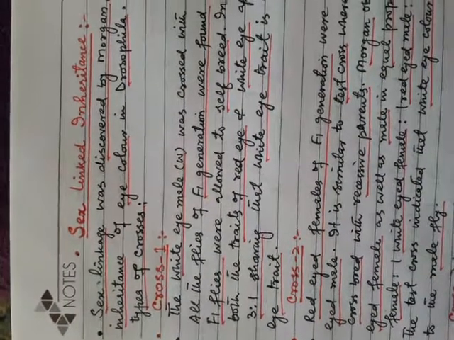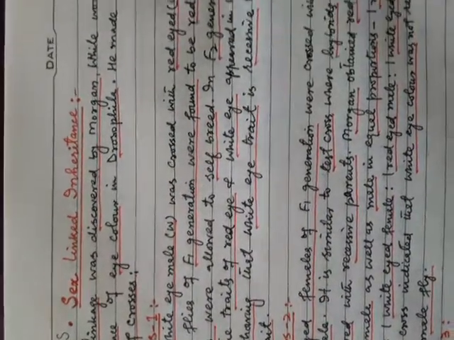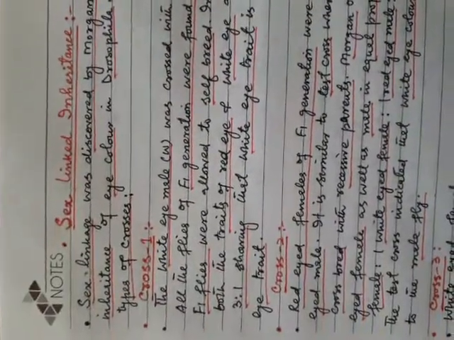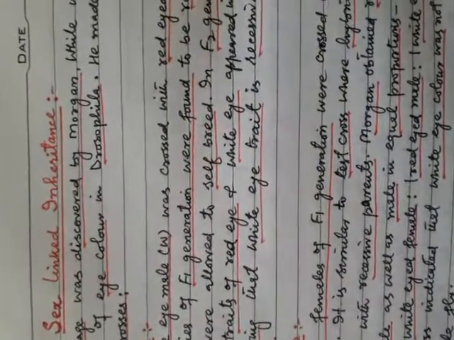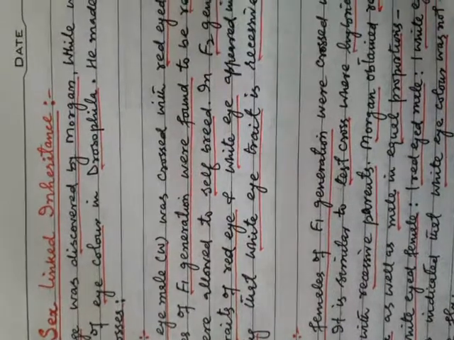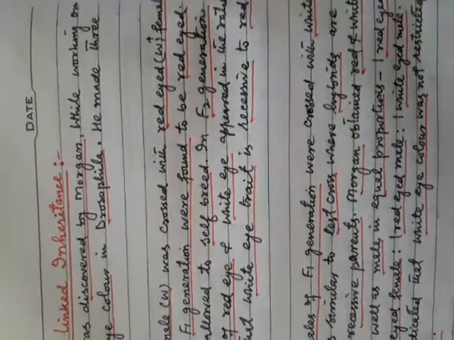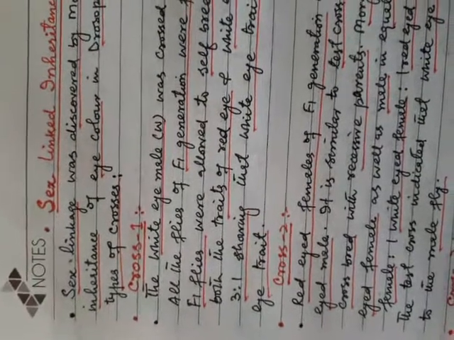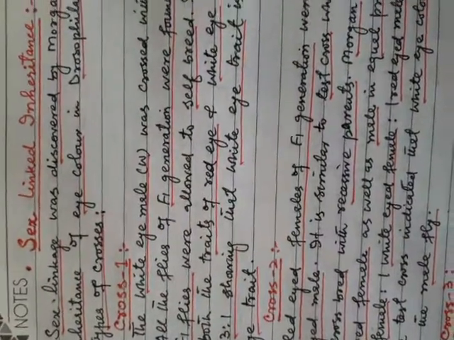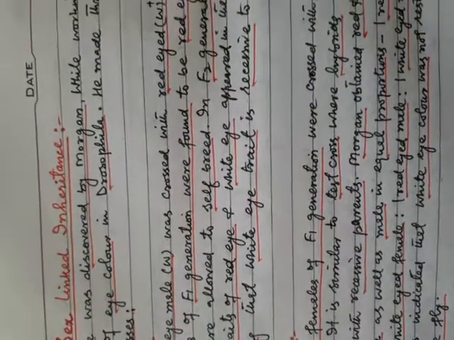Cross 1. The white eyed male, w, was crossed with a red eyed female, w plus. All the flies of F1 generation were found to be red eyed. F1 flies were allowed to self breed. In F2 generation, both the traits of red eye and white eye appeared in the ratio 3 to 1, showing that white eye trait is recessive to red eye trait.